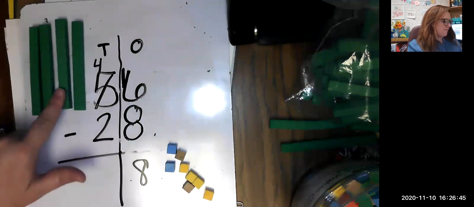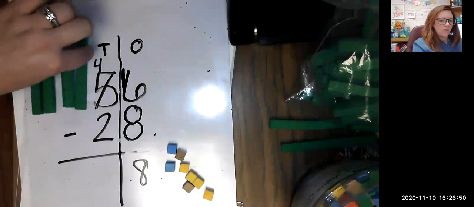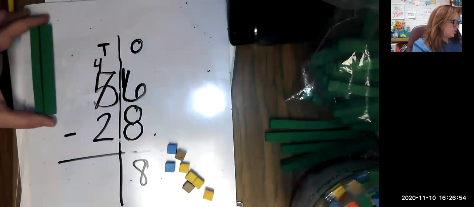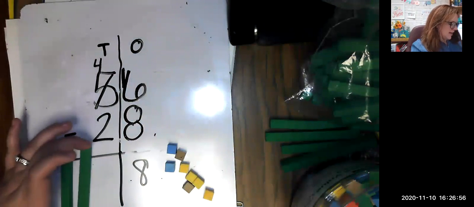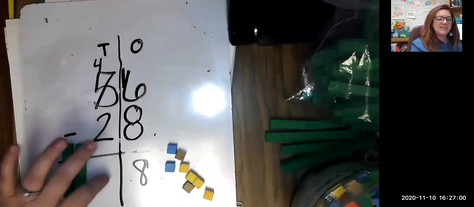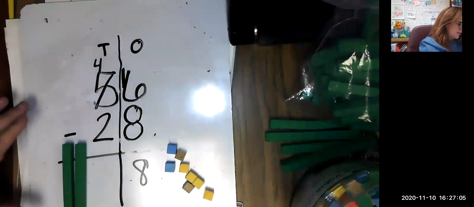Now up here, I only have 4 tens left. And I want to subtract 2, take away 2. So I'm going to take away 1, 2. I have 2 tens left. 2 tens is 10, 20. It's worth 20. But I only write the digit 2 because it's in the tens place. I already know it's 2 tens. So I'm going to write 2 for 2 tens there.